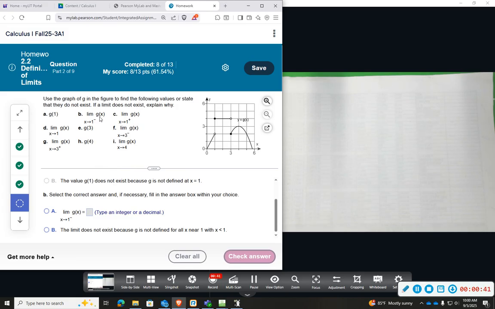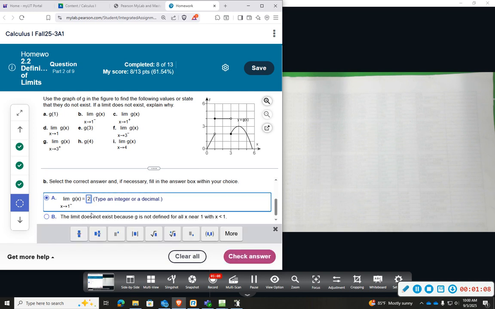Part B, we're going to find the limit. This is a left side limit, so we're going to find the limit of G of x as x approaches 1 from the left. So as I'm tracing this graph from left to right and getting close to 1 on the x-axis, this line is getting close to a y value of 2. And so we will say the left side limit is 2.